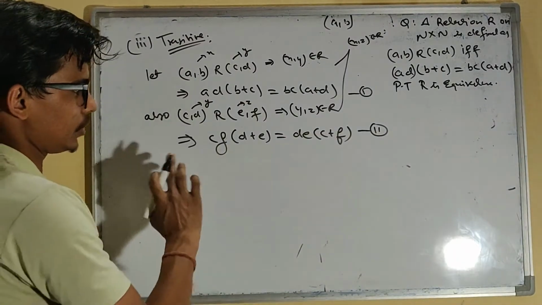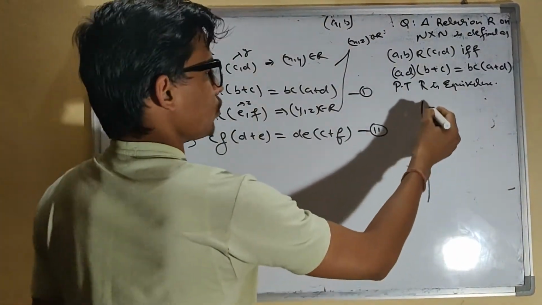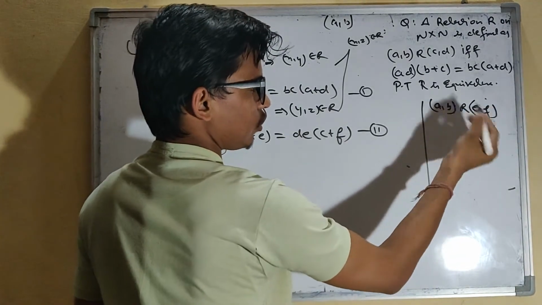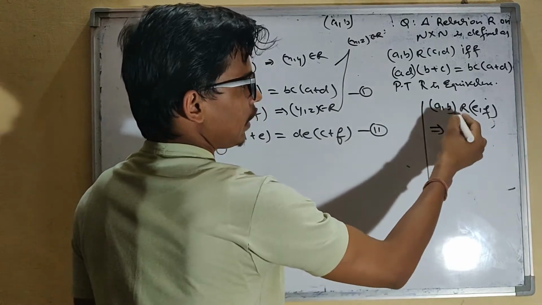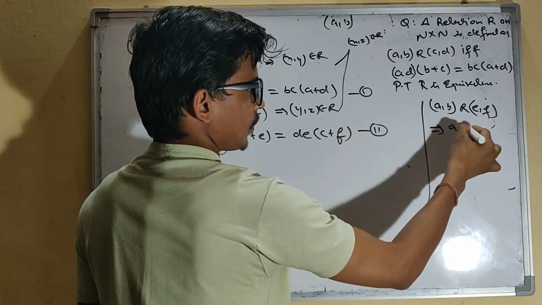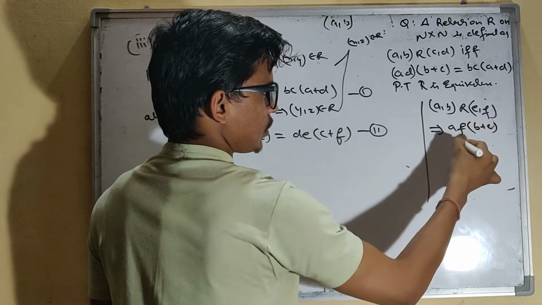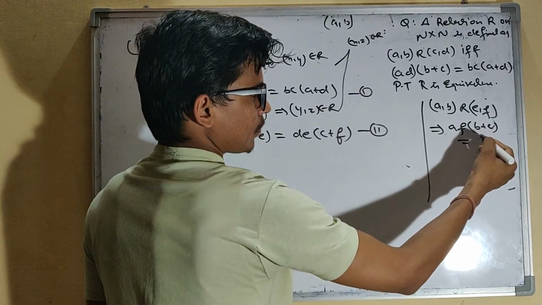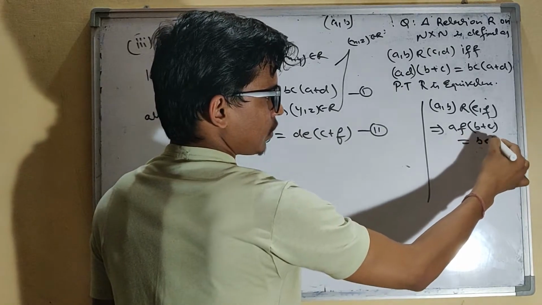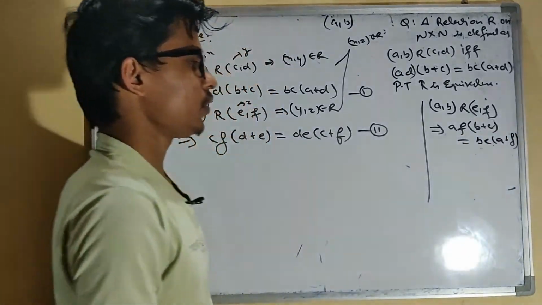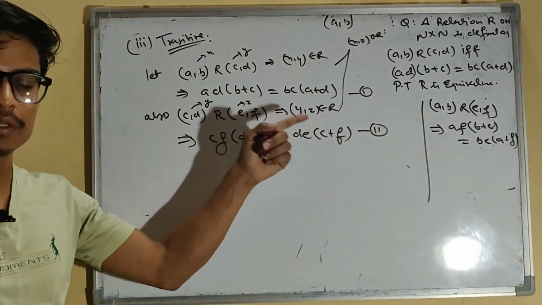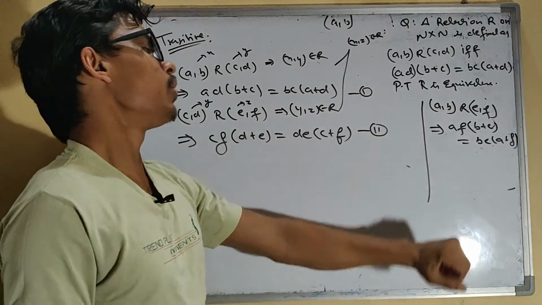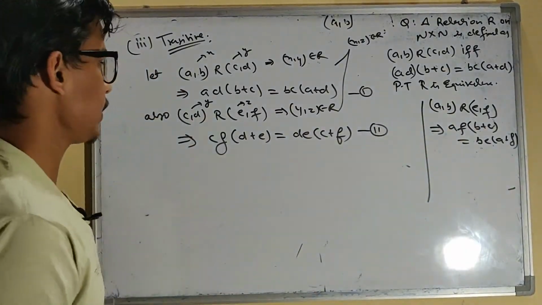So in short, I have to prove that (a, b) is related to (e, f), and in order to do so, I have to prove that af(b + e) = be(a + f). Using the first and second equations, I have to prove this. If I do this, then obviously this is related to this.